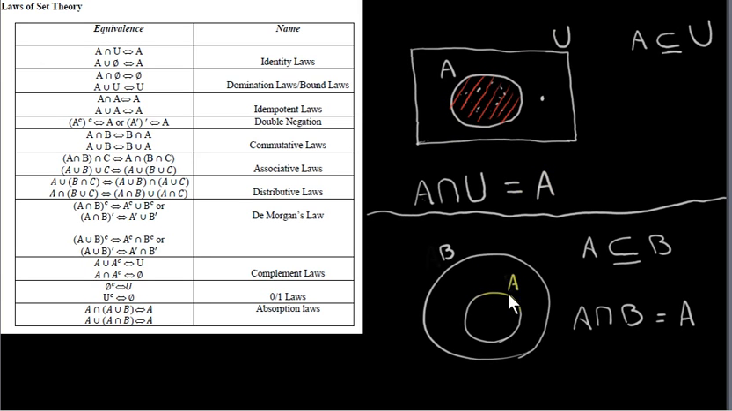This is true in general, of course. If we take any subset of a set, say A is a subset of B, we don't have to be talking about the universal set. If A is a subset or equal to B, A itself could be equal to B, then the intersection of A and B is just A itself.